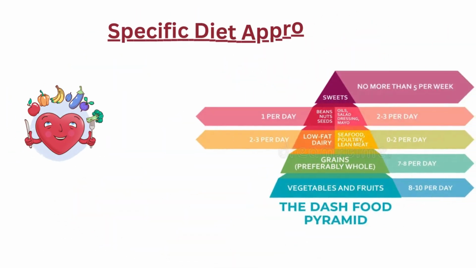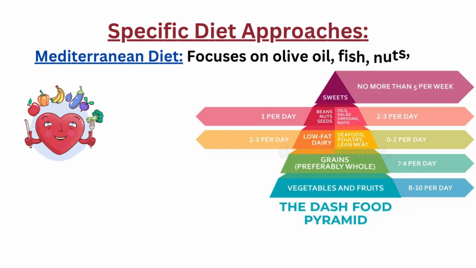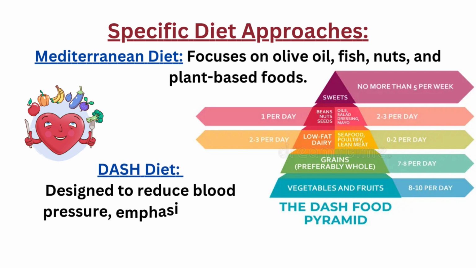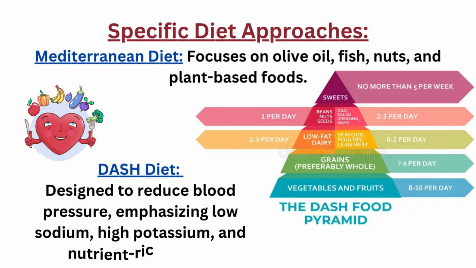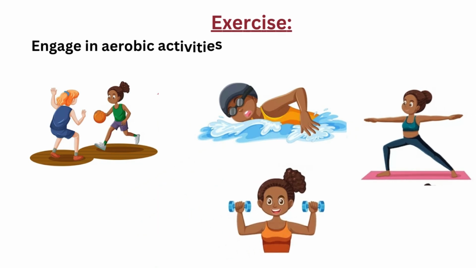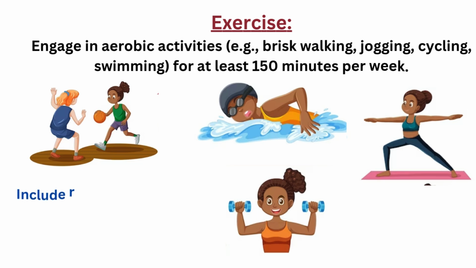Specific diet approaches. Mediterranean diet focuses on olive oil, fish, nuts, and plant-based foods. DASH diet, designed to reduce blood pressure, emphasizing low sodium, high potassium, and nutrient-rich foods. Exercise. Engage in aerobic activities, for example, brisk walking, jogging, cycling, swimming, for at least 150 minutes per week.